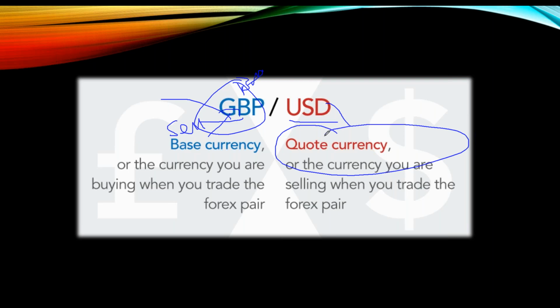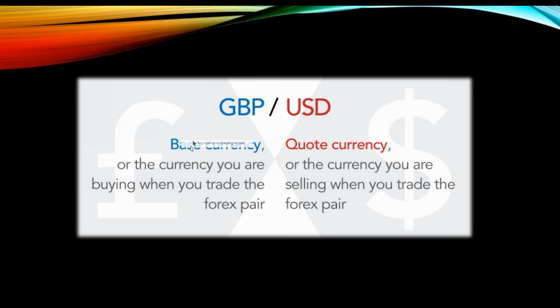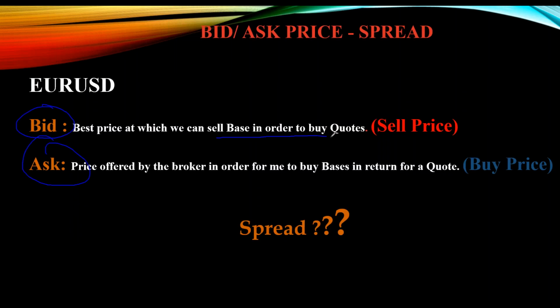Guys, another important thing in this market is the bid price and ask price. So the bid price, as simple as that, is the best price at which you can sell the base currency to buy the quote currency. Let me make it simple for you. It's the selling price, and the ask price is the buying price. You can take it in that particular sense.